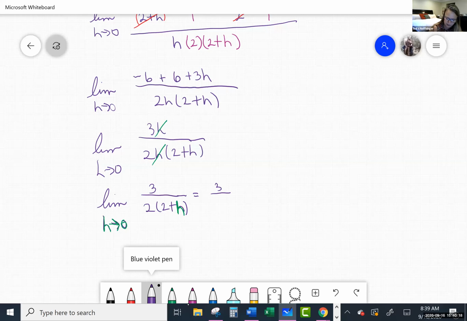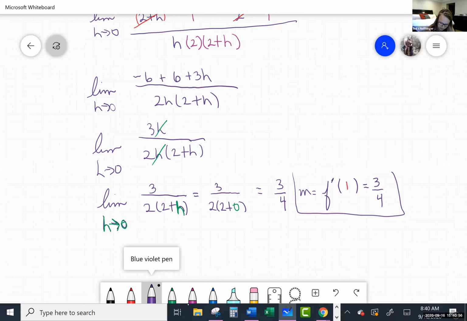Or another way to write this is f prime. And we looked at it when x was 1. So f prime of 1 is equal to 3/4. Okay, so that's the slope of our tangent line at x equals 1. Again, we had a point when x was 1, y ended up being, oh, is it negative 3/2?